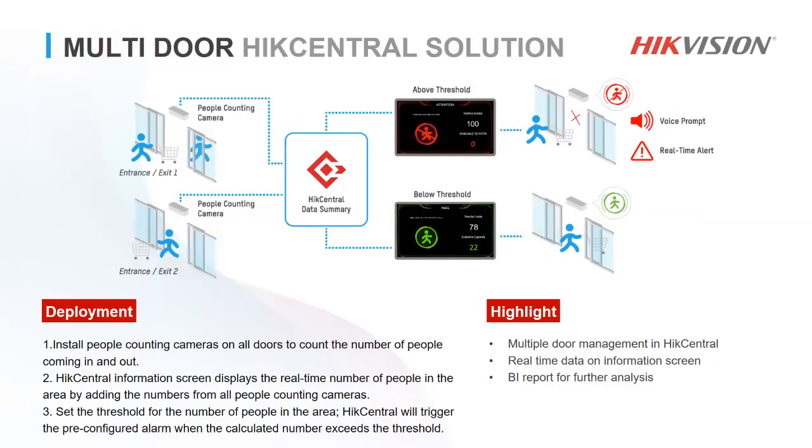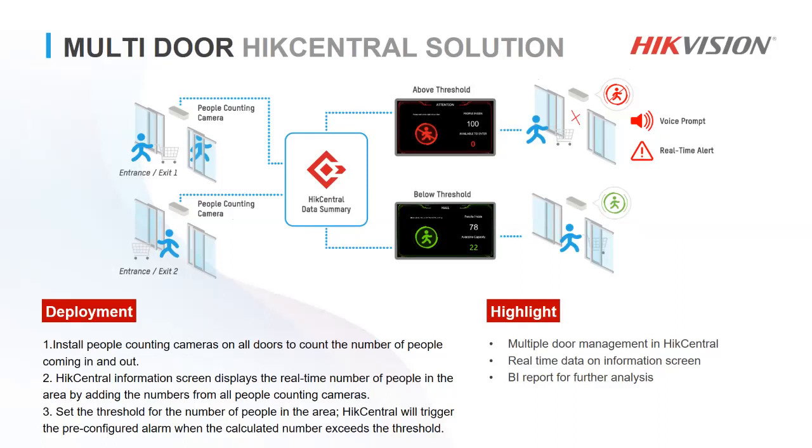Moving to the Hik-Central solution, so we can add the people counting cameras direct to Hik-Central, or if there is an NVR, we can still add them via the NVR or an I-series NVR to Hik-Central. This can be used for a single site or multiple sites, so if it's multiple shops, for example, we can count shops in multiple locations and get the analytical data back centrally.